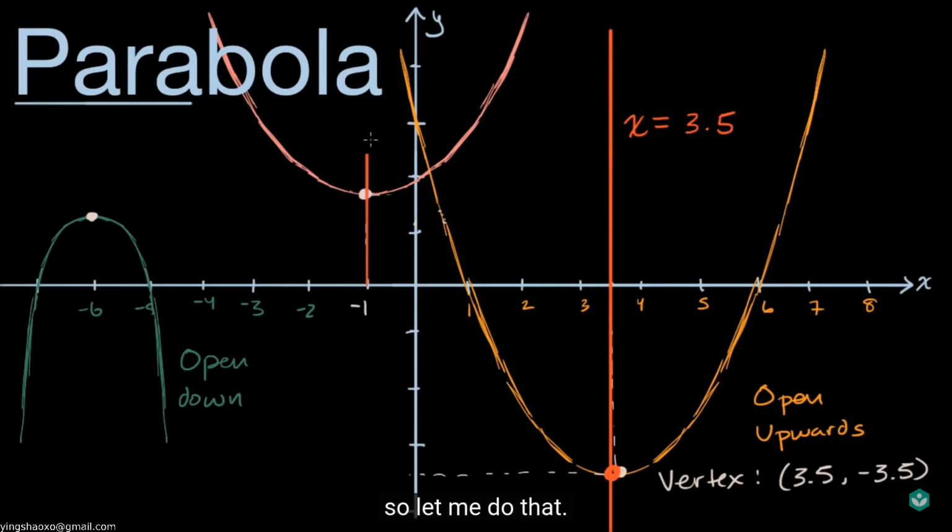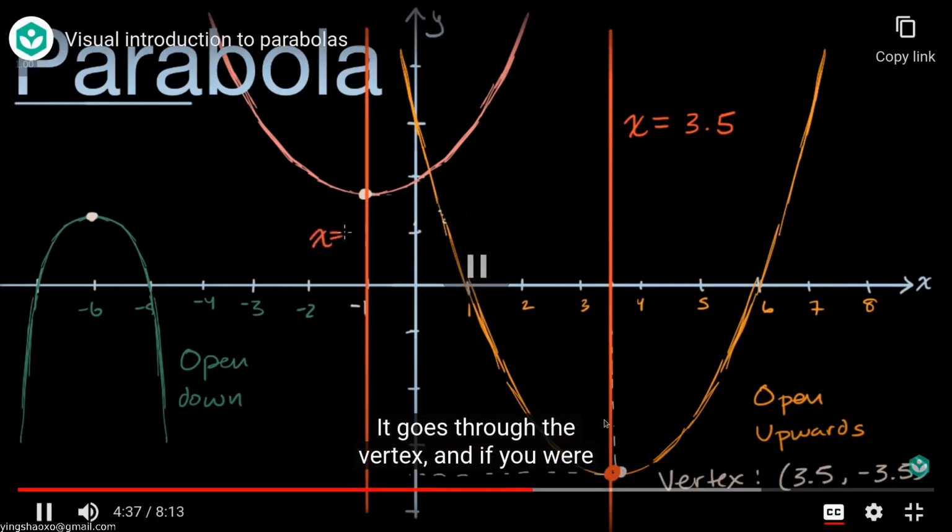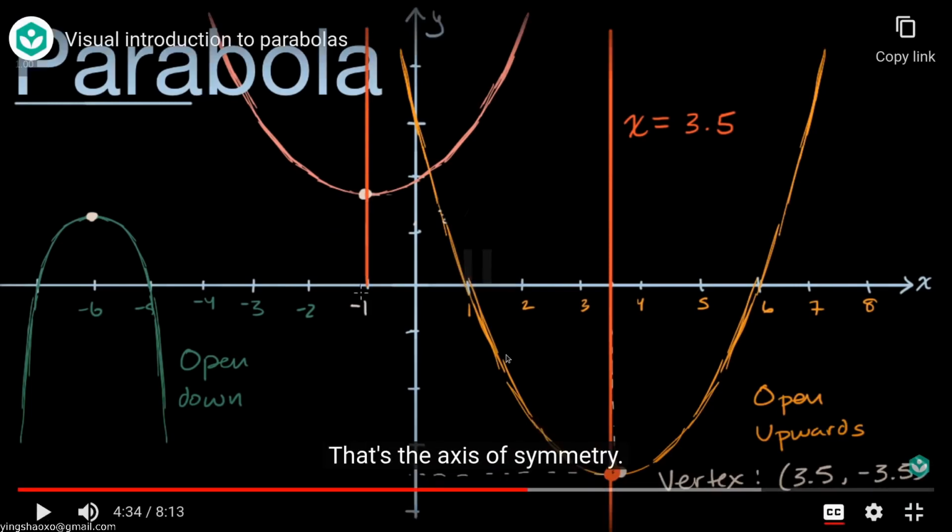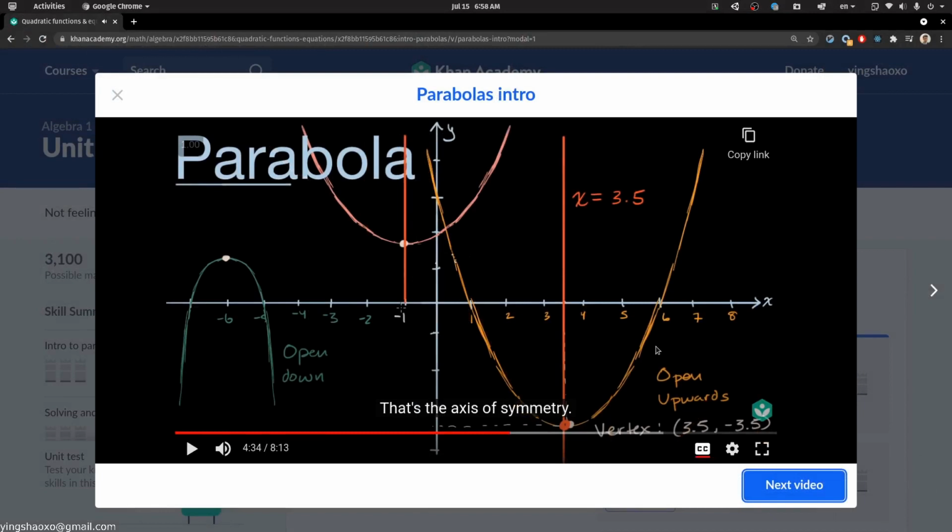So let me do that. That's the axis of symmetry. It goes through the vertex. For now, we just learned a new word, the axis of symmetry.